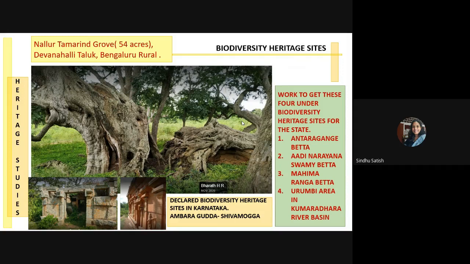Now they're requesting the forest department and government to protect it. And Mahimaranga Betta is a prominent lung space for all the people living in Bengaluru. That's the green lung space that we have. And the Urumbi area is a very fragile environmental system located on the banks of the river Kumaradhara.